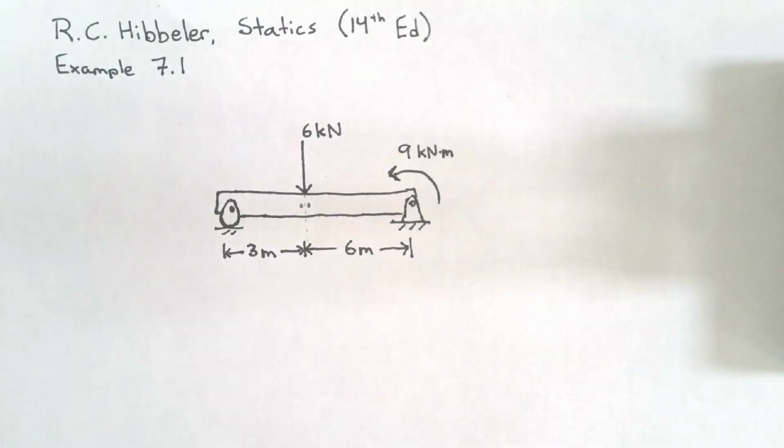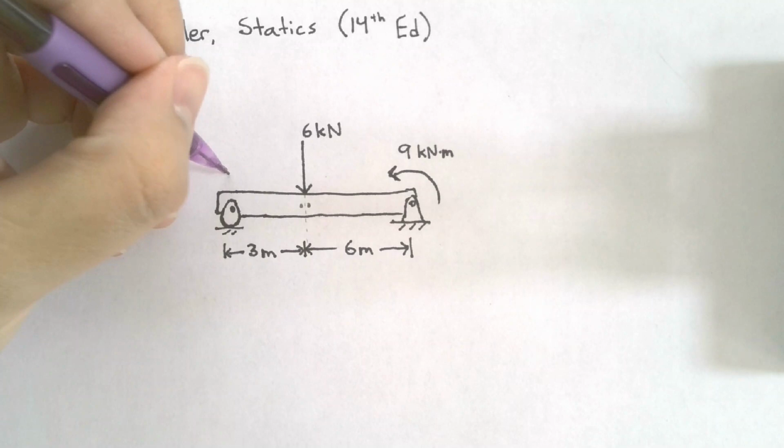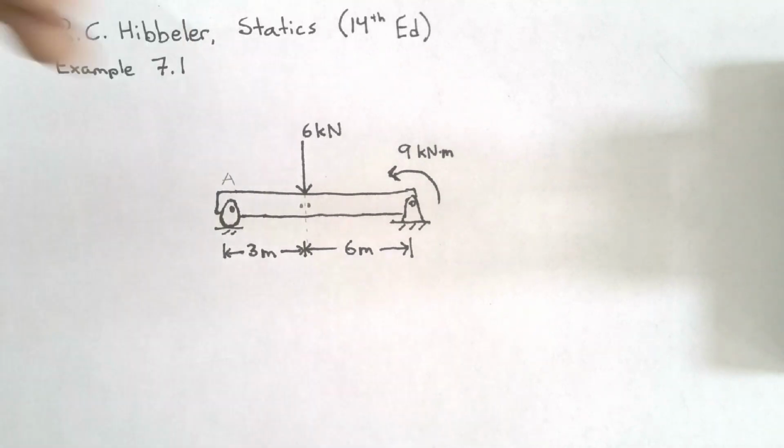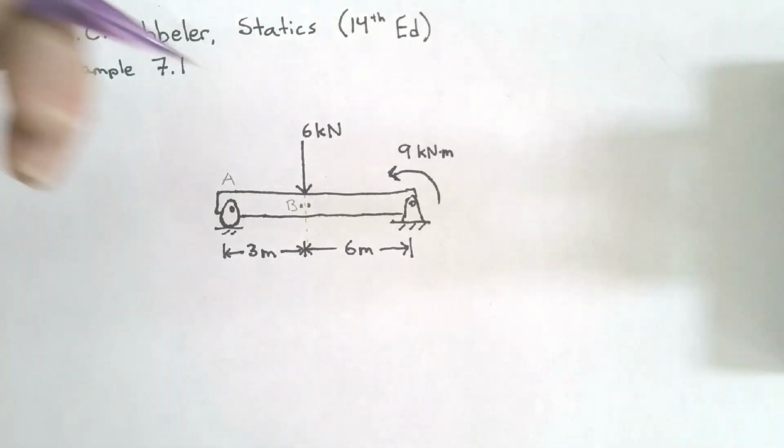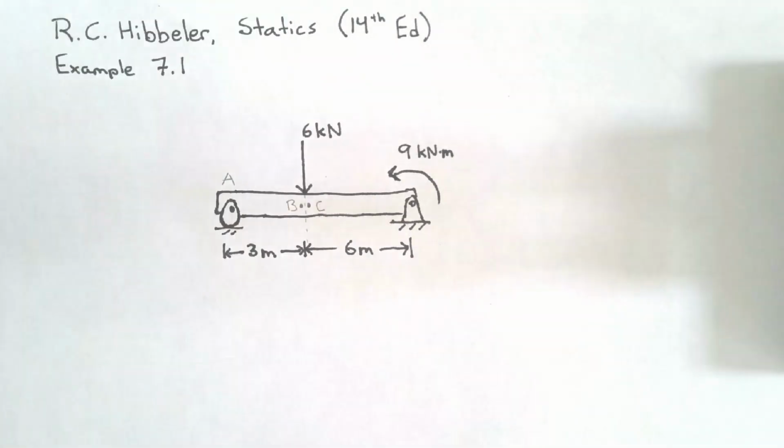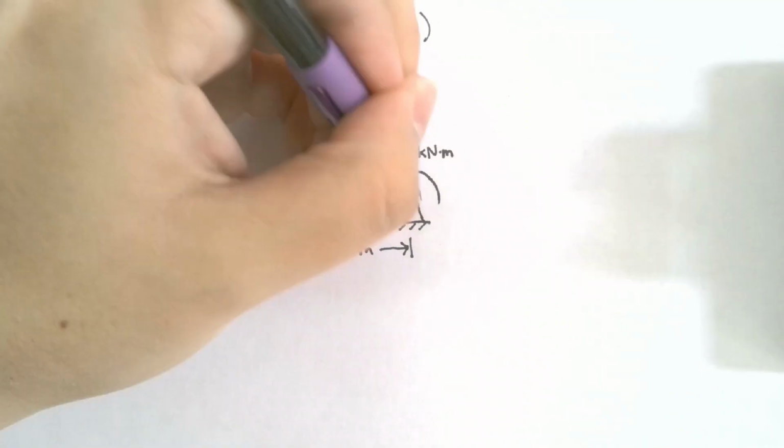For simplicity, we're going to call the roller point A. We're going to call our point just to the left point B. We're going to call our point just to the right point C. And we're going to call our hinge point D.